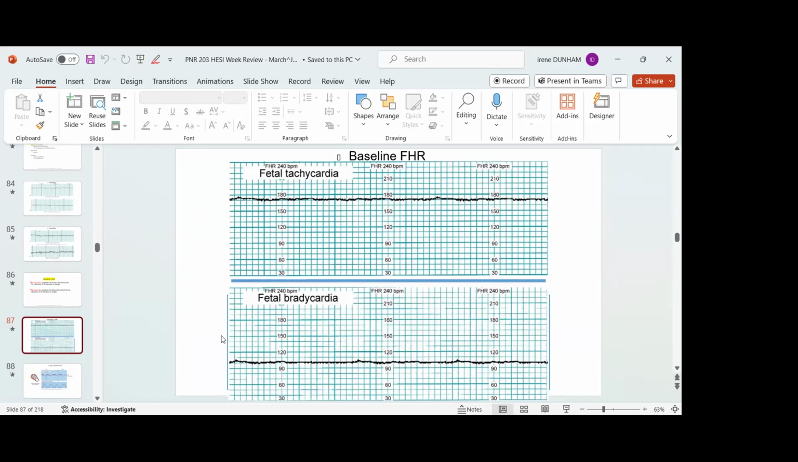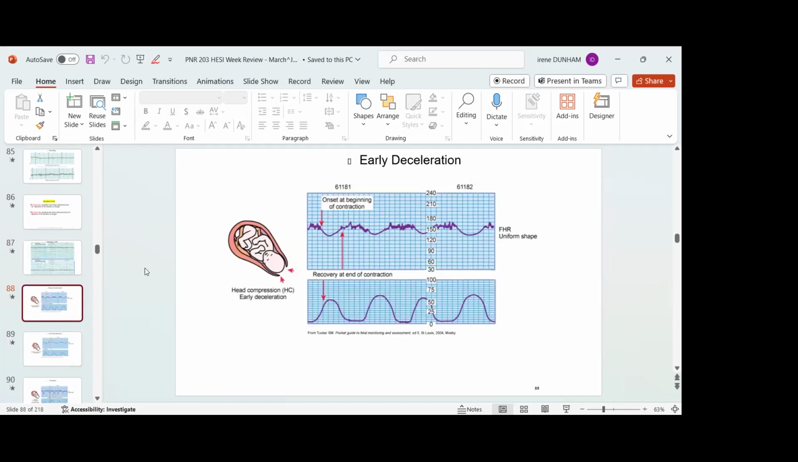These babies cannot survive inside mom very long. They need to come out. They need to get delivered. All right, so here, when I talked about early deceleration of head compression, this is what you see.